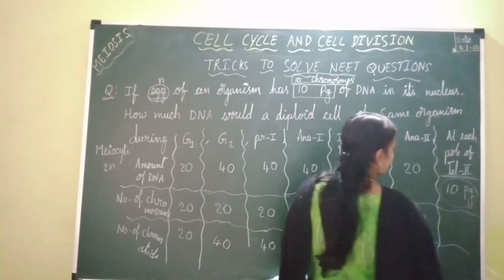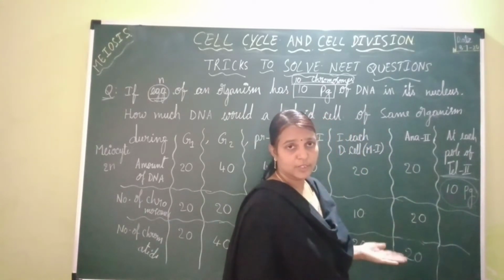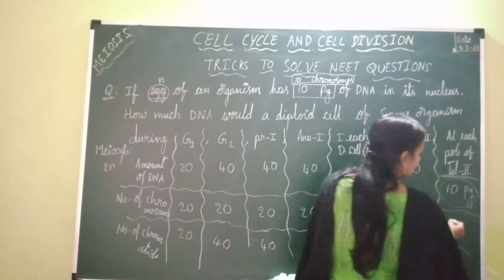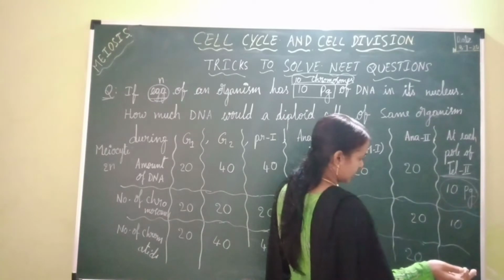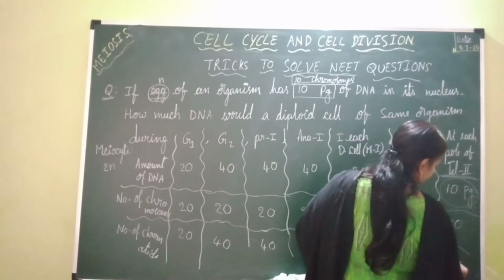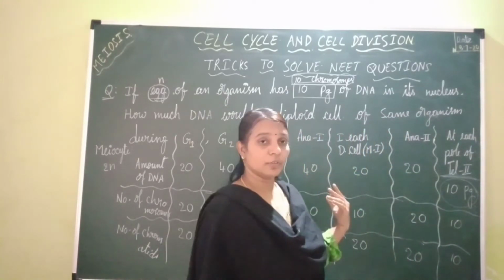Next, coming to each pole of telophase 2. Each pole of telophase 2 is nothing but each daughter cell. So 10 chromosomes are distributed to one daughter cell and 10 chromosomes to another daughter cell from each parent cell. So the number of chromatids will be 10 in each daughter cell of meiosis 2, or at each pole of telophase 2.